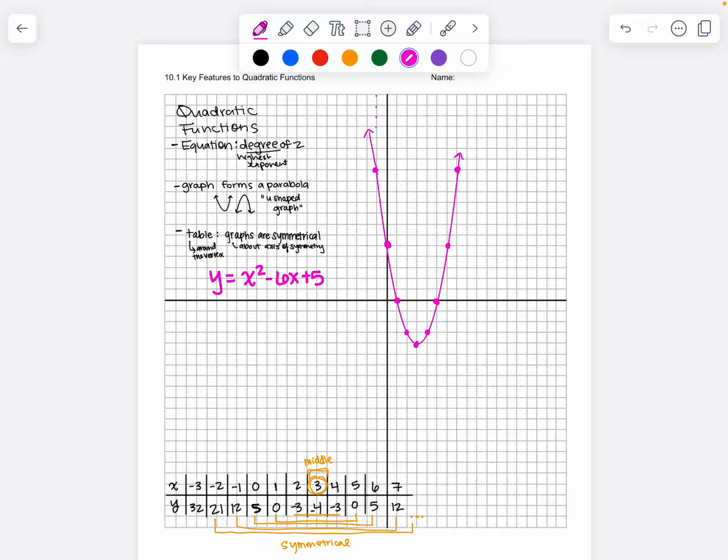Now that we've got our points plotted, let's start talking about the key features that we see on this graph. So on this graph, first thing, it's a point we've already talked about in previous units. We looked at it when we had exponential functions, we looked at it when we had linear functions, and we've already mentioned it once here. We know that the y-intercept is 5. I can see it in the table. I know that this point right here, 0, 5, is the y-intercept because the x value is equal to 0.